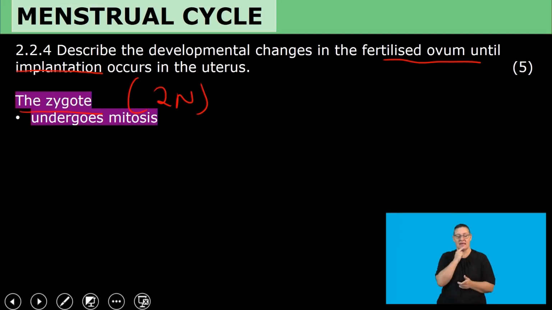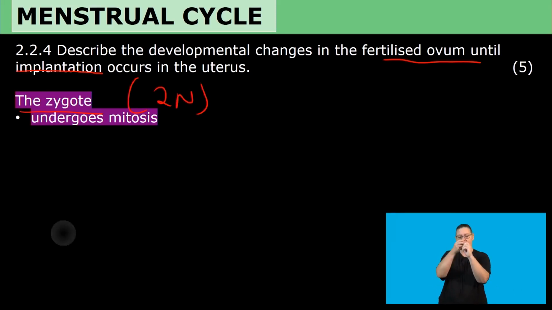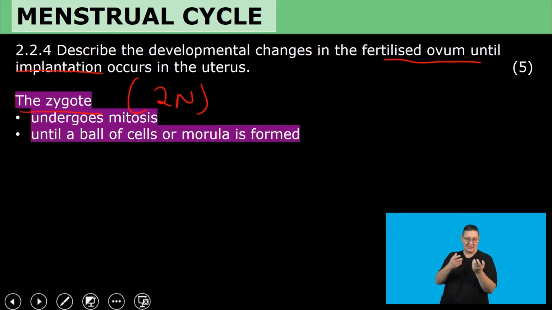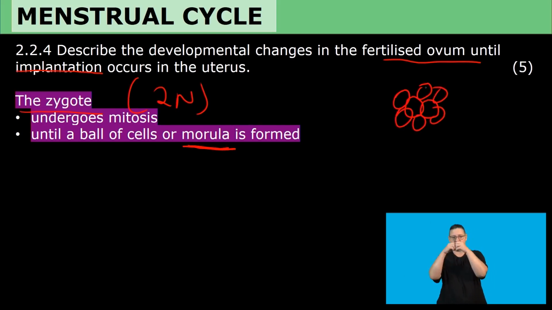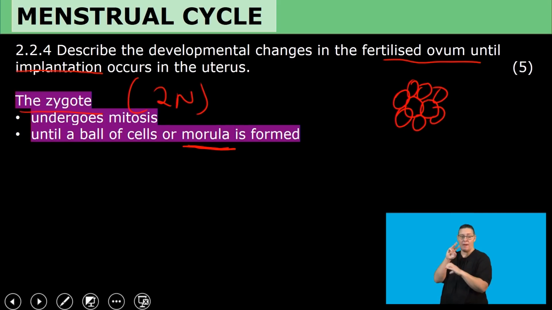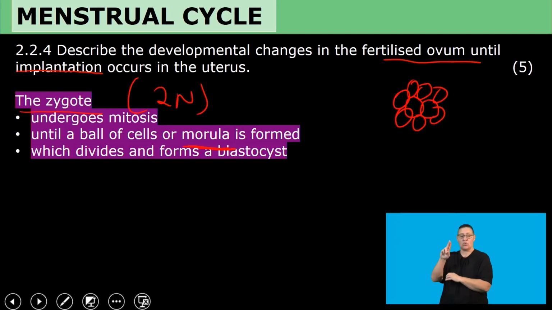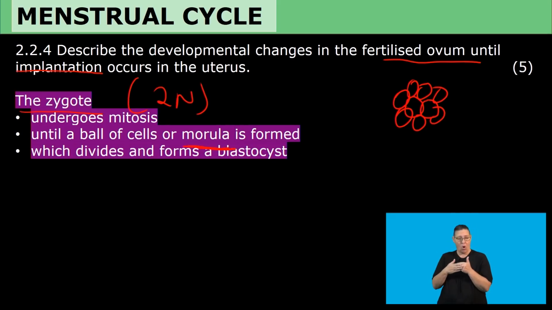So the zygote starts to undergo the process of mitosis until a ball of cells called morula is formed. Not marula, but morula. So in other words, if we've got a zygote, it will start to form a ball of cells called morula, which divides to form a blastocyst.